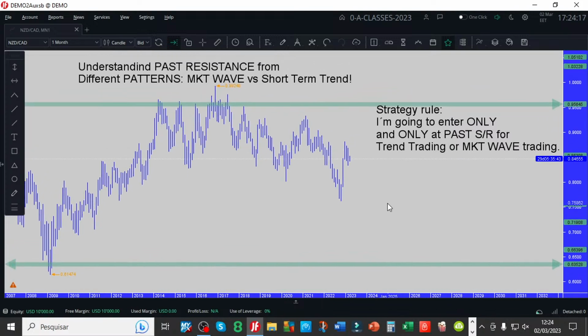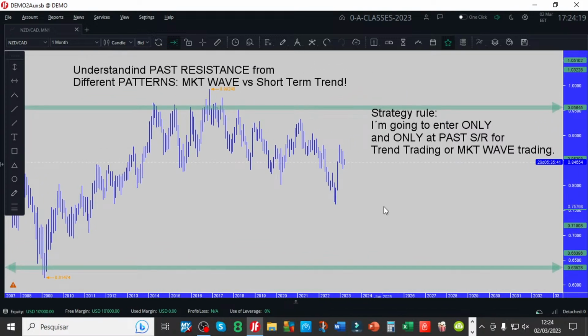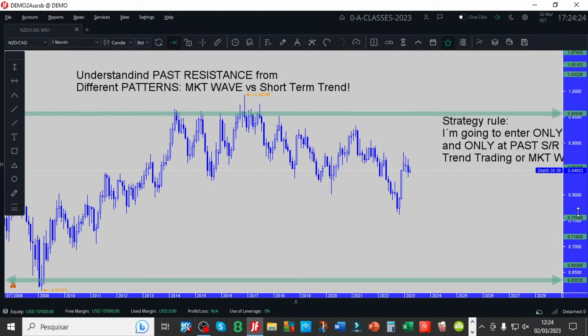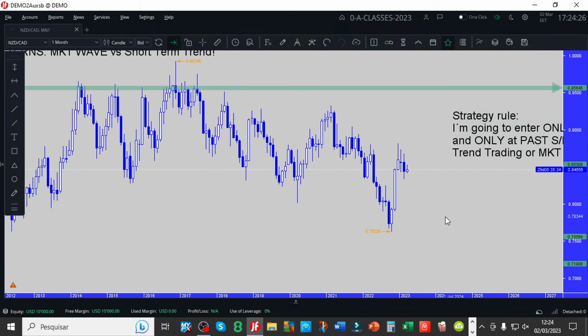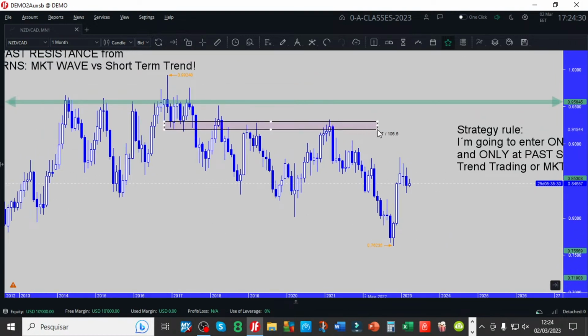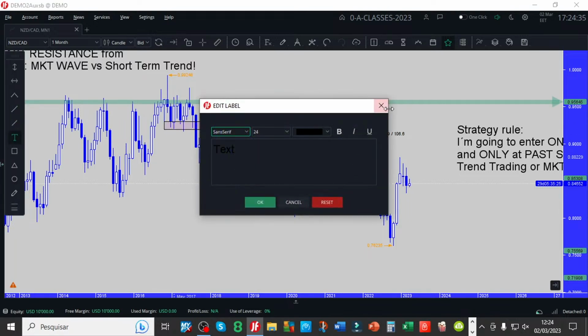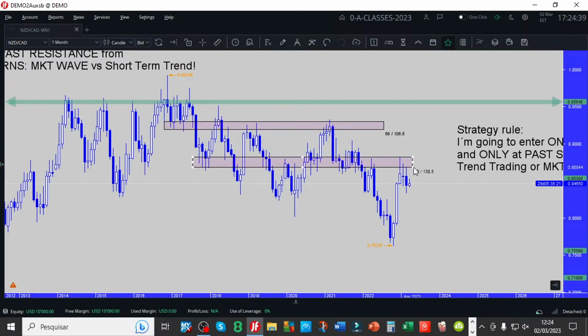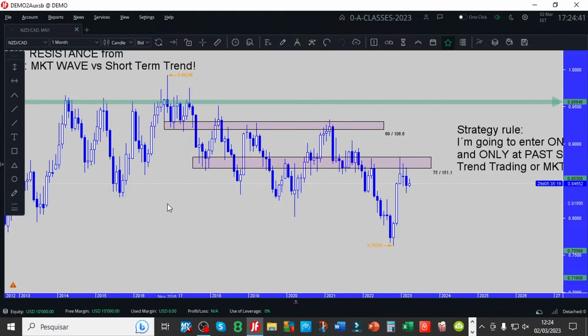Alright, strategy rule: I'm going to enter only at past support, past resistance. Can you see, everybody, on NZD CAD, past resistance in here, and past resistance in here? Can you see it? And past resistance in here. Can you see that?